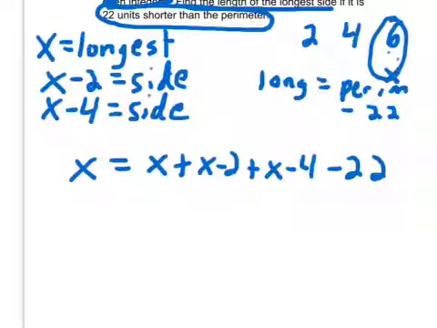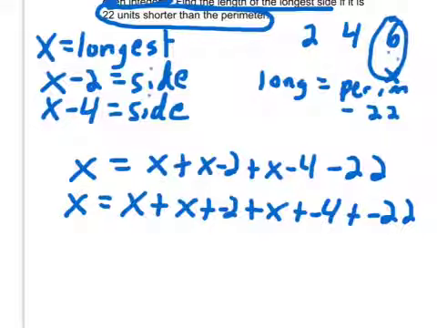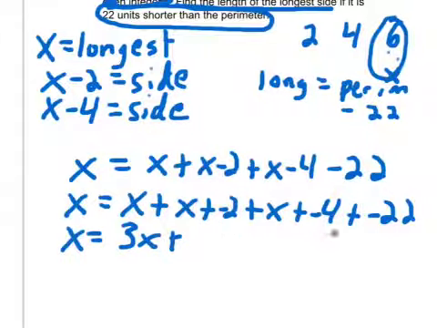Alright, let's solve it and see what we come up with here and see if it makes sense when we get an answer. Well, I got to change all subtraction to addition first. So x equals x plus negative 2 plus x plus negative 4 plus negative 22. Now let's combine some like terms. On the left, I've still just got x. Over on this side, I've got 1, 2, 3 x's plus, and then I've got a negative 2 plus a negative 4, which is negative 6, and negative 6 plus negative 22 is negative 28.